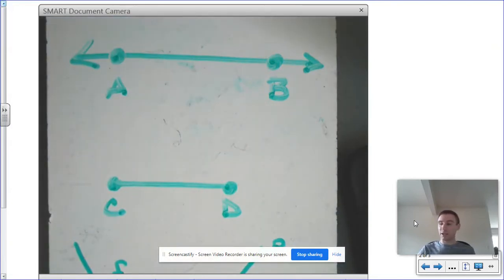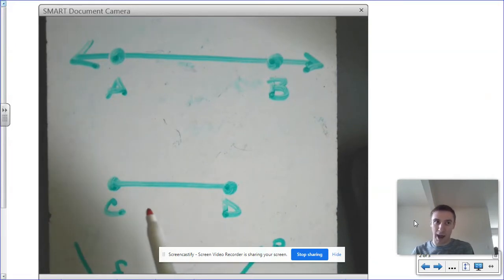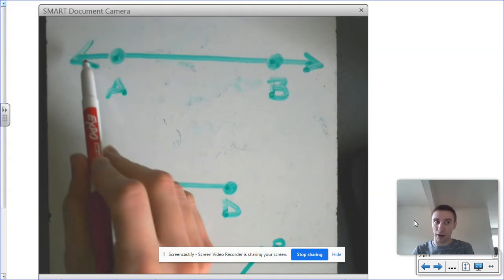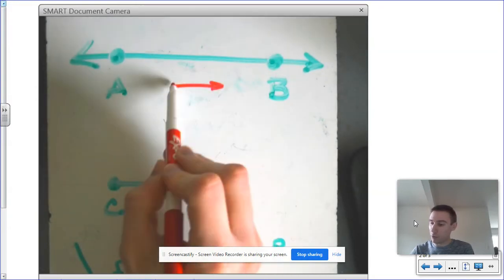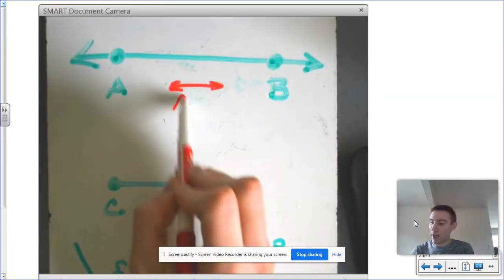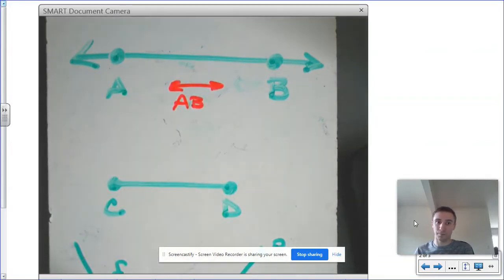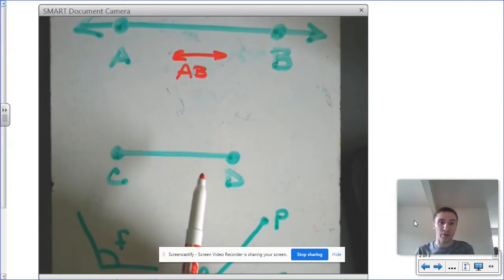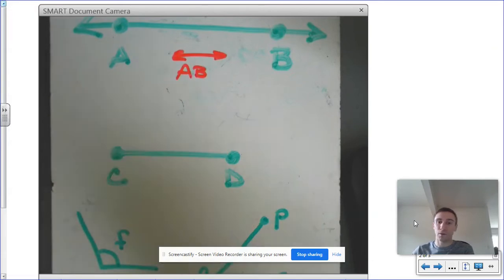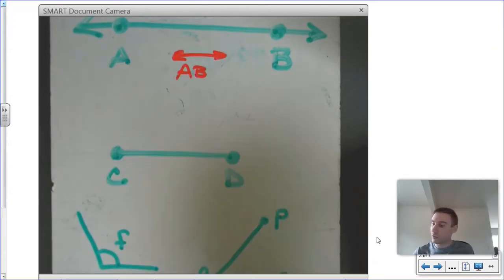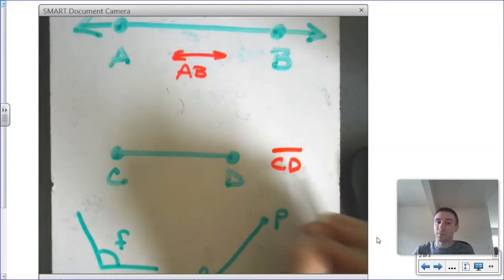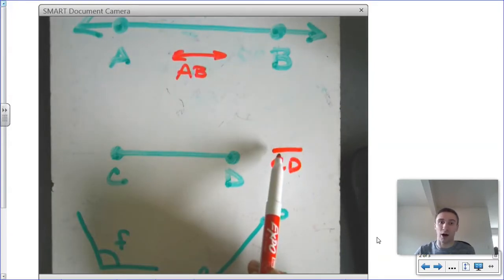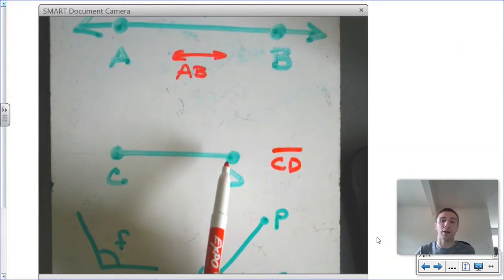So in this particular drawing, I have line AB, and I know that it's line AB because it's a line, okay? So I'm going to draw the arrows, and then I have points A and B on this line. Down here, this is a line segment. Notice that it starts and stops at these 2 points, these endpoints here. So this is segment CD.